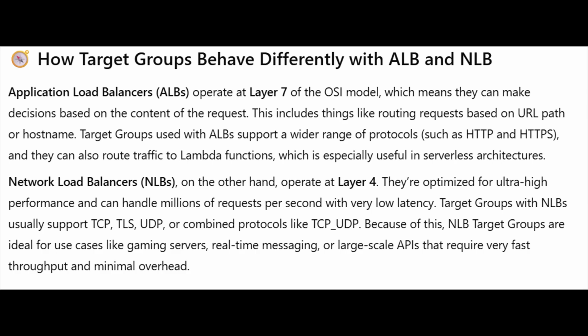Network Load Balancers (NLBs), on the other hand, operate at layer 4. They're optimized for ultra-high performance and can handle millions of requests per second with very low latency. Target groups with NLBs usually support TCP, TLS, UDP, or combined protocols like TCP_UDP. Because of this, NLB target groups are ideal for use cases like gaming servers, real-time messaging, or large-scale APIs that require very fast throughput and minimal overhead.